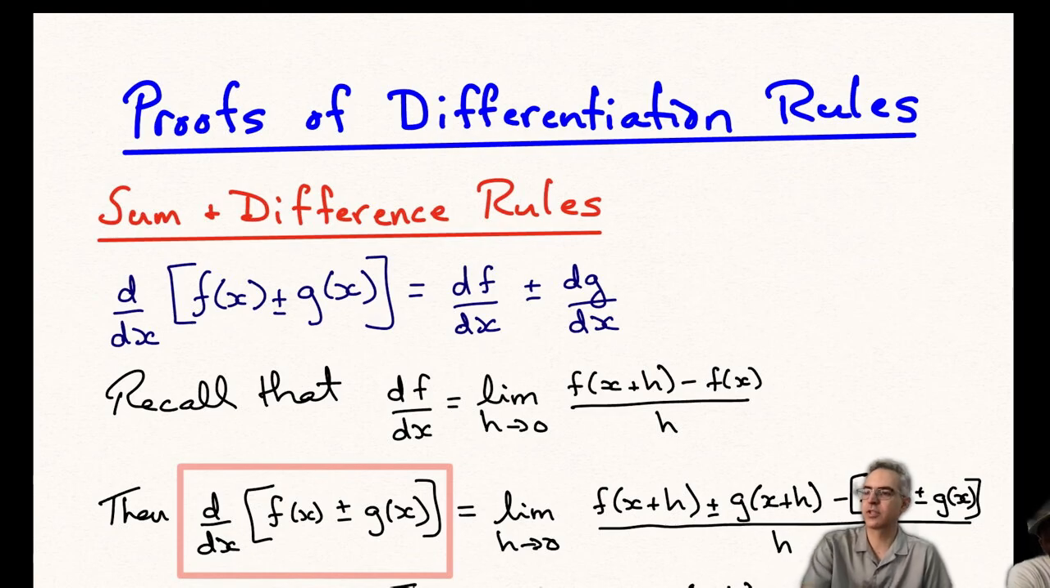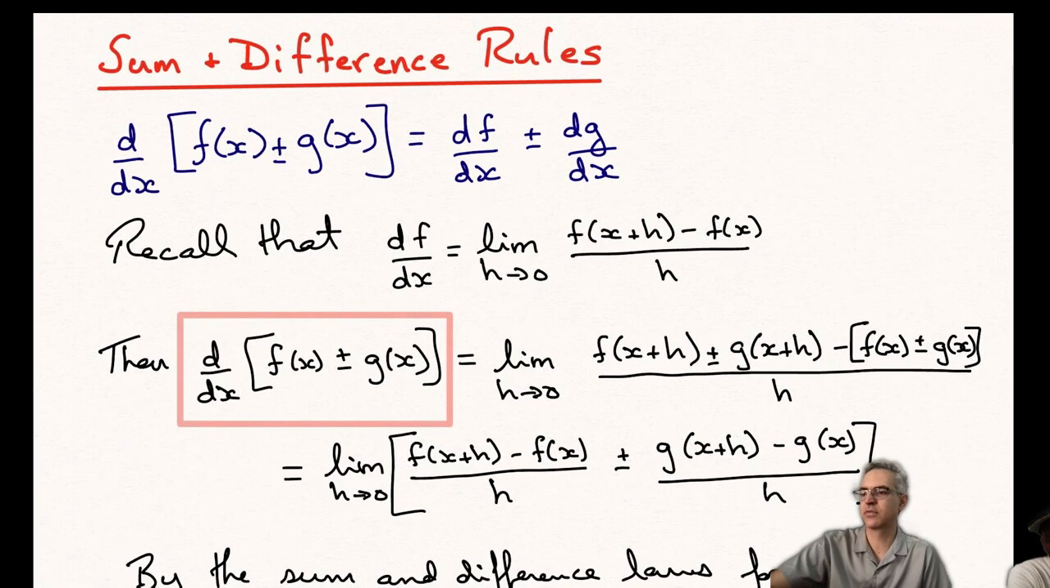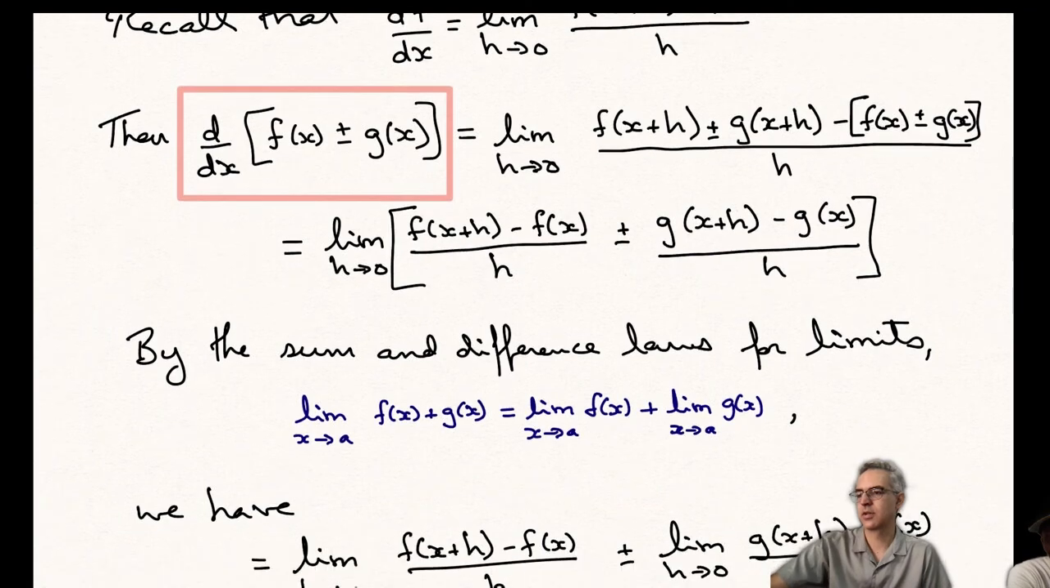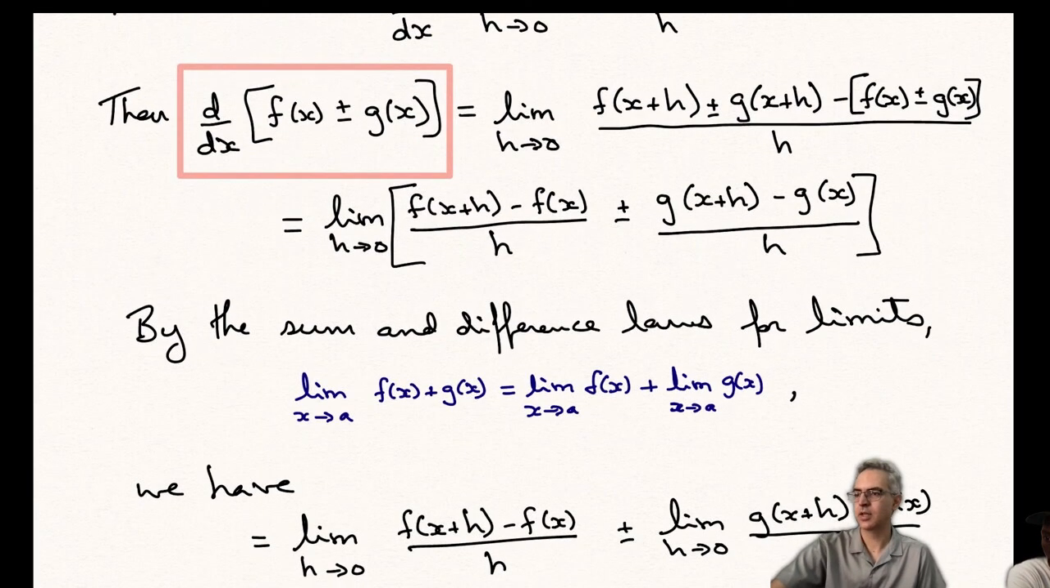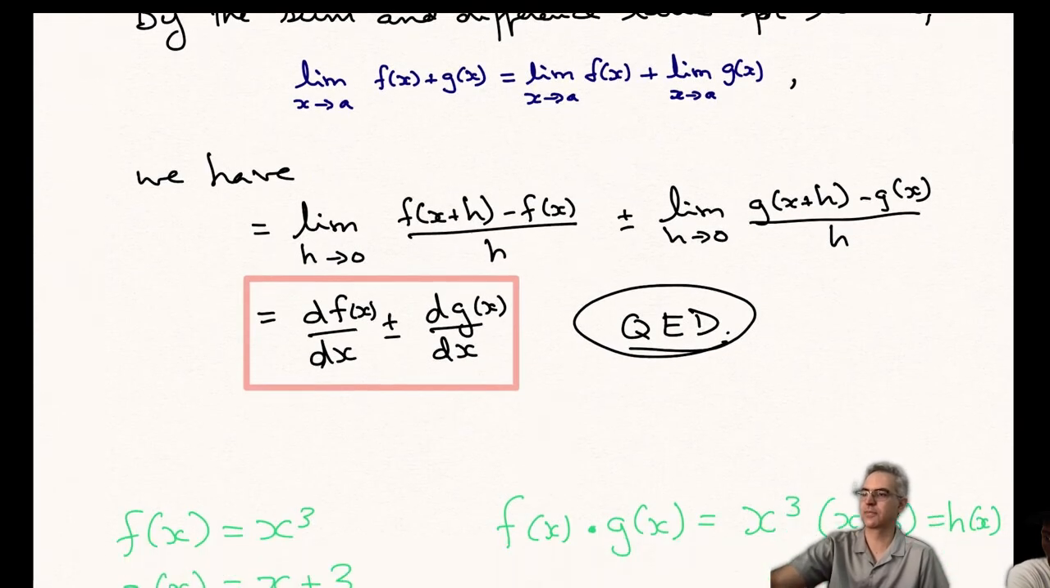proofs of differentiation rules, so the sum and difference rules, and we convinced ourselves that it is in fact true that the derivative of the sum of two functions or the difference of two functions is the sum or difference of the derivatives of the two functions through this derivation. And for that we needed to use the sum and difference laws for limits in order to prove that the same is true for derivatives. So that was pretty straightforward.